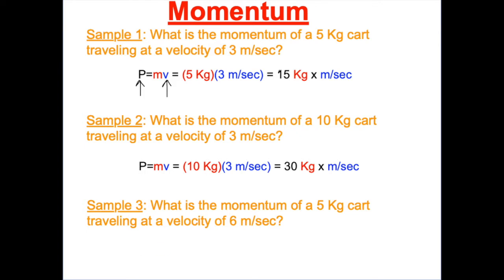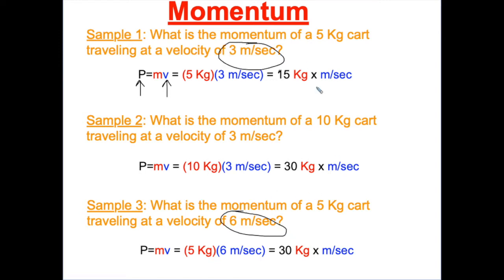The first thing we do is write our formula. p equals m times v. We plug our values in. 5 kilograms times 6 meters per second equals 30 kilograms times meters per second. We can see that when the velocity is doubled from 3 to 6, the momentum increases, but it actually doubles. 15 kilograms times meters per second to 30 kilograms times meters per second.